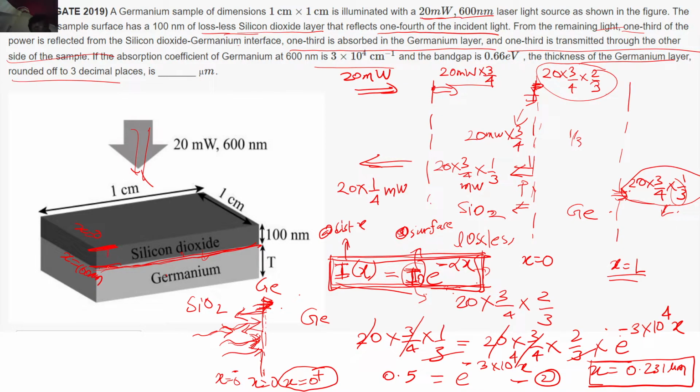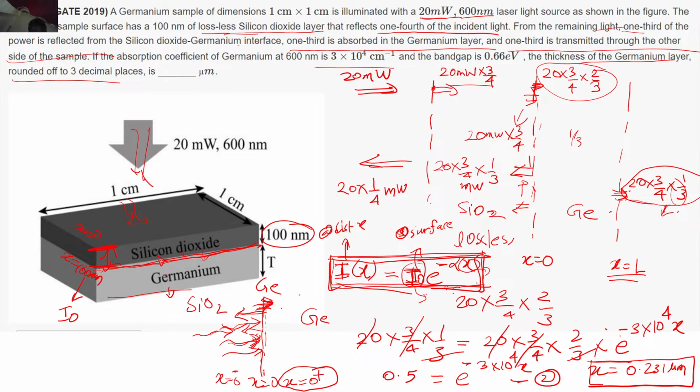Because this is a thickness of silicon dioxide that has been given to me, I want to find my I naught at this value. You cannot take the I naught at the silicon dioxide and calculate the thickness of the germanium, because that will be wrong. You have to take the power at the interface and then the power which is coming out of the germanium. Only using this case will you get the answer for x.